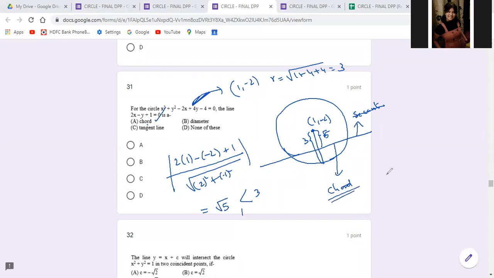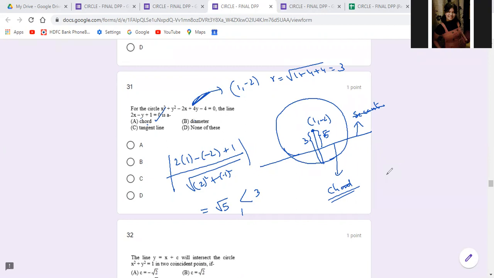Okay. So when does a line become a tangent? When the distance from the center to the line is equal to the radius. If it is less than the radius, then it's a chord. If it is more than the radius, it is not a tangent, it doesn't touch or intersect the circle. And if the distance from the center to the line is 0, it's a diameter.